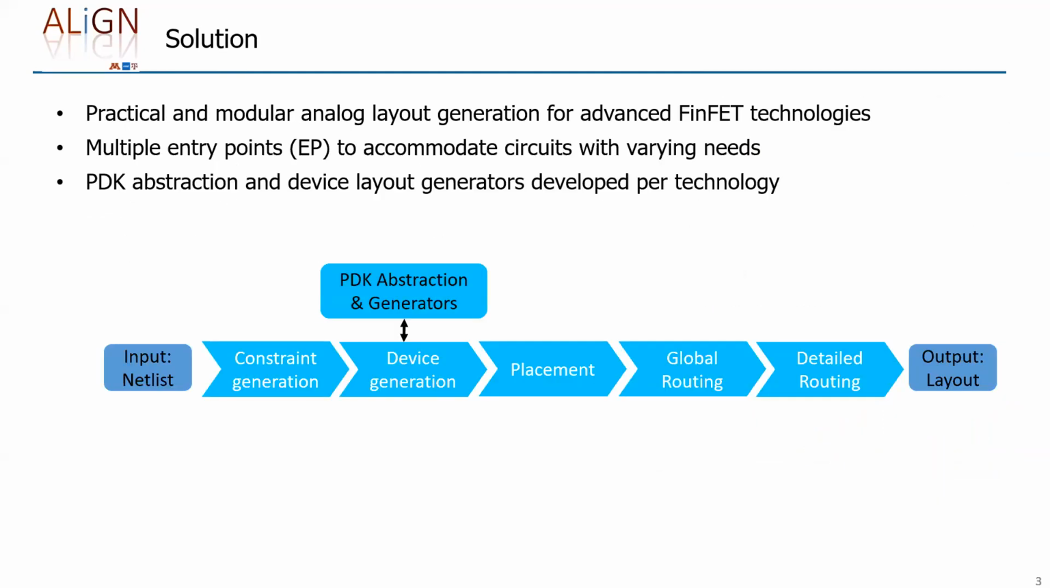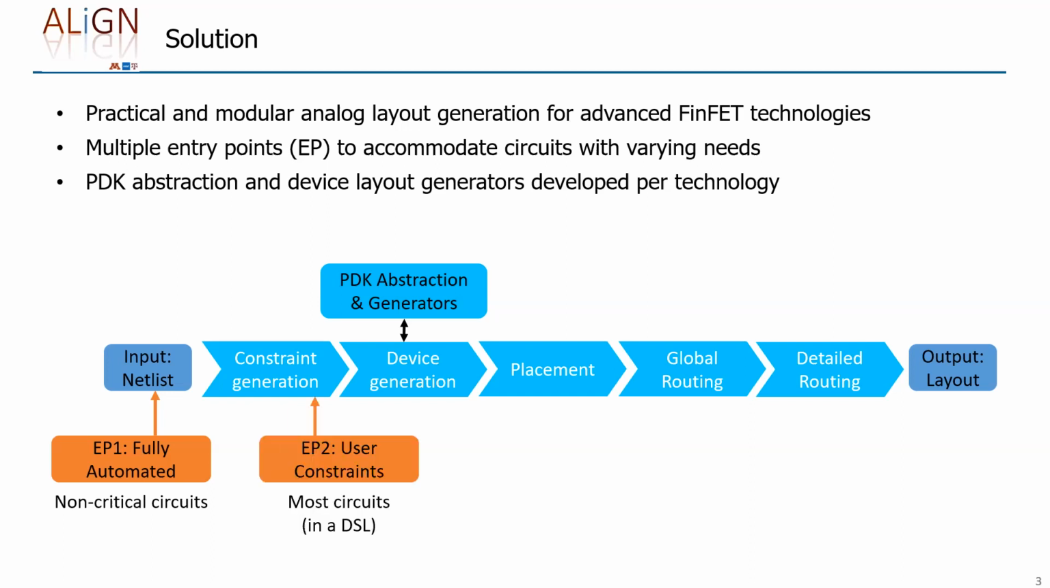What we are pursuing is a practical and modular analog layout generation methodology, particularly for advanced FinFET technologies. One way we are achieving this is through multiple entry points to accommodate circuits with varying performance needs. What we call the vanilla Align flow starts with a netlist which doesn't have any annotation or constraints. Then the flow is fully automated, going through each of these stages and creating a layout. This seems to work for what we would call non-critical circuits that don't require special attention.